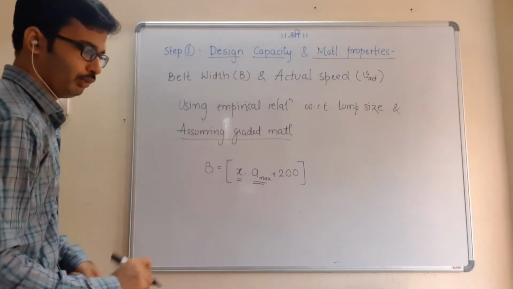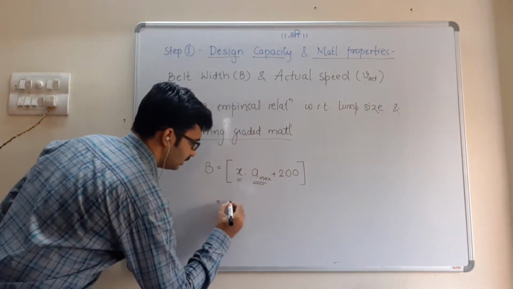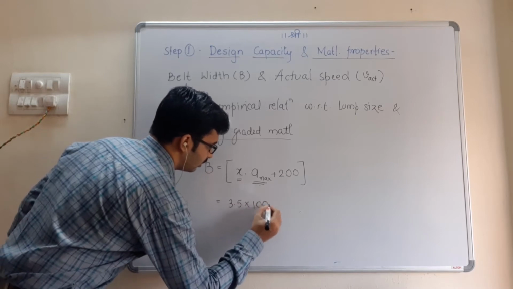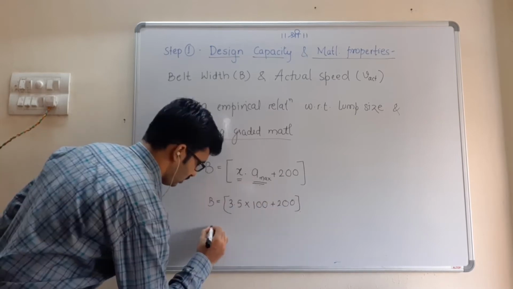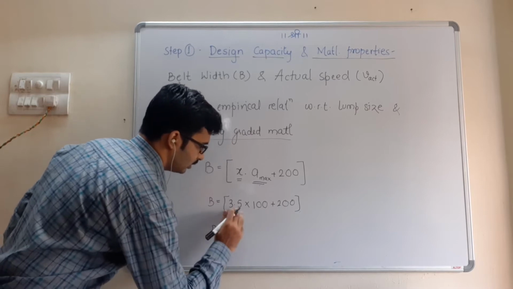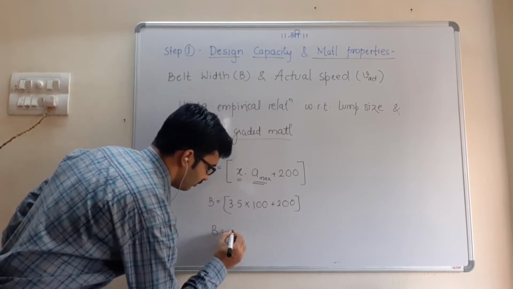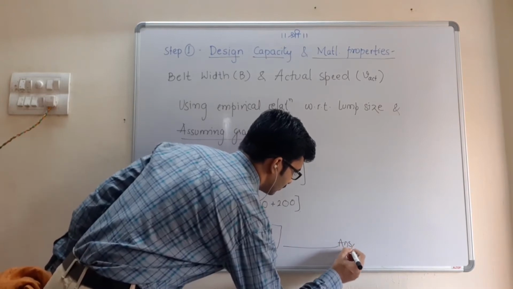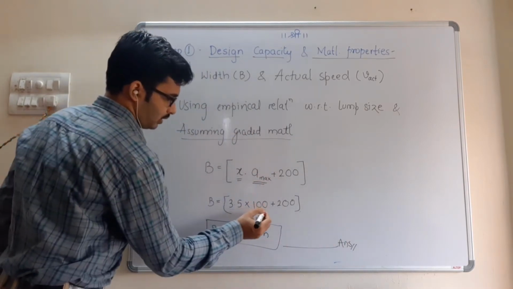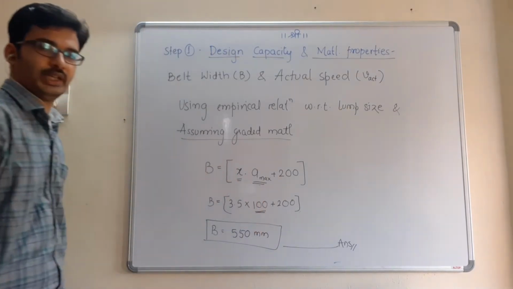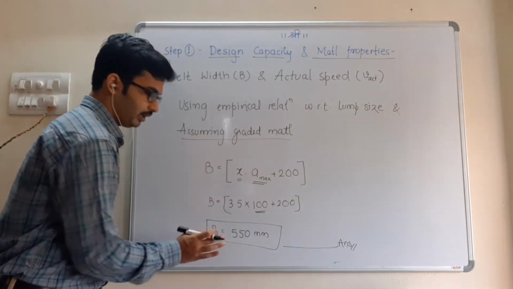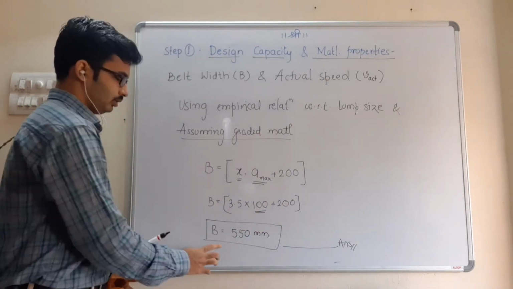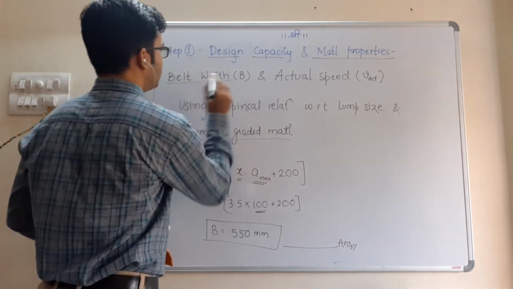So belt width we can calculate as 3.5 into 100 plus 200. So this B will be 350 plus 200, that is 550 mm. So this is your another answer. Since this A max, the lump size, is in mm, you will get belt width in mm only, because x and 200 are constants. So this is your belt width B.